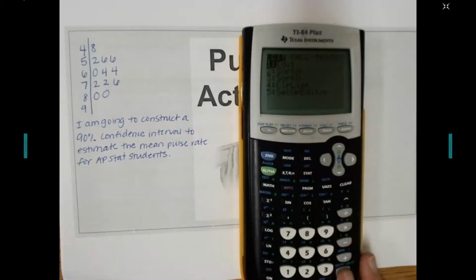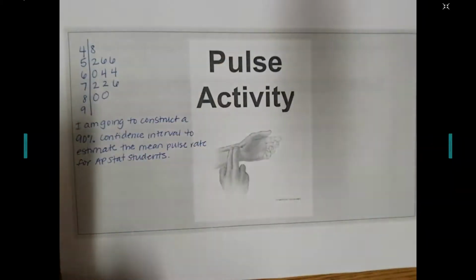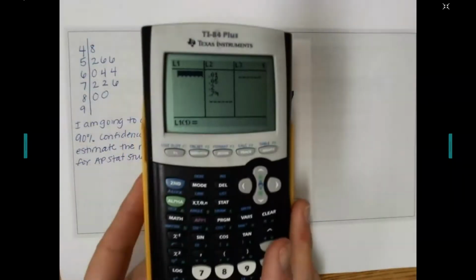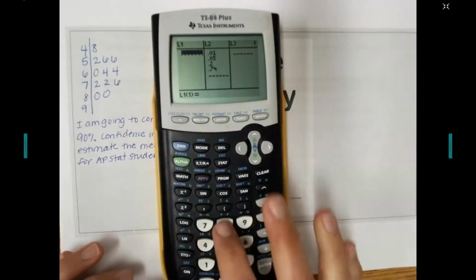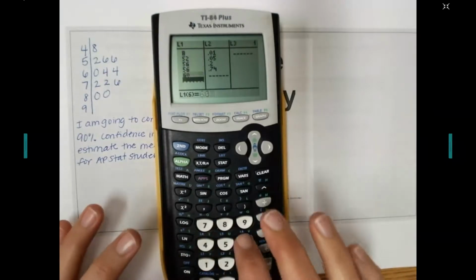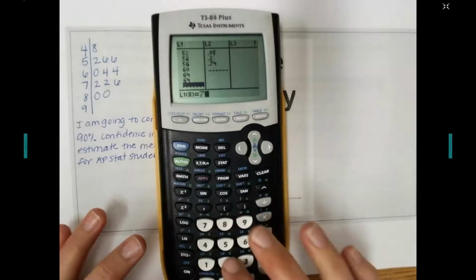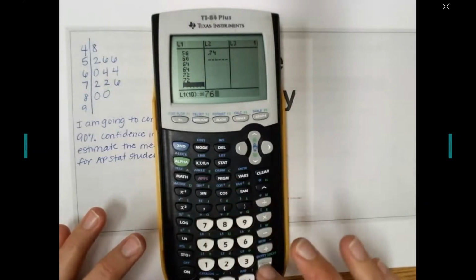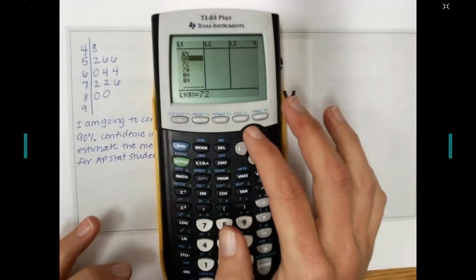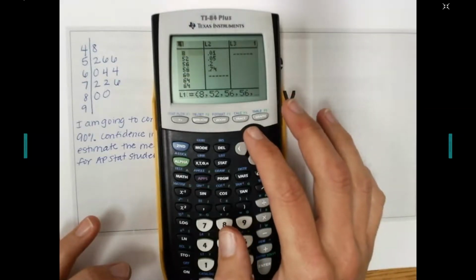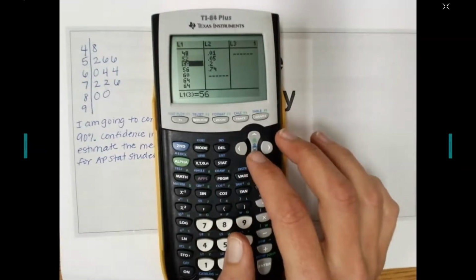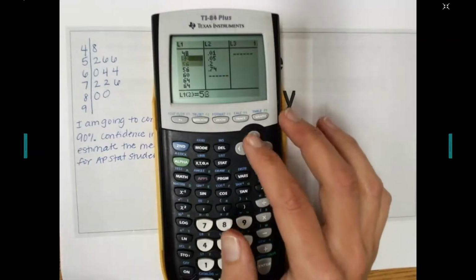So what you would do is you would go stat edit, and what I'm going to do is clear out my list 1, and I'm going to type in all of these values into list 1, okay? So 48, 52, 56, 56, 60, 64, 64, 72, 72, 76, and 80, and 80. So there were 12. Oh, that should have been 48. Okay. That would be crazy to have a pulse rate of 8, right?